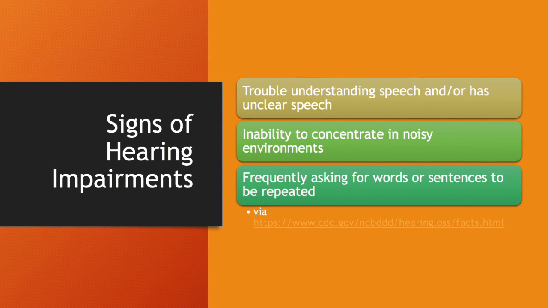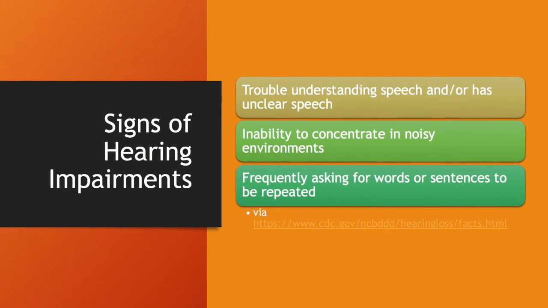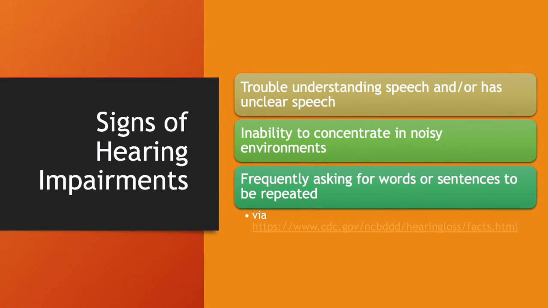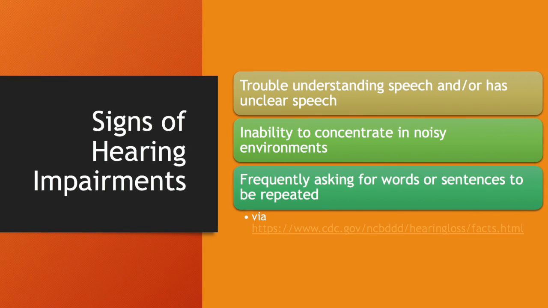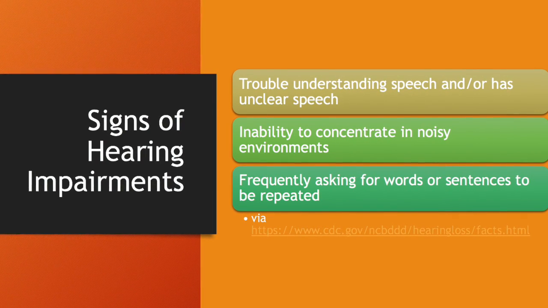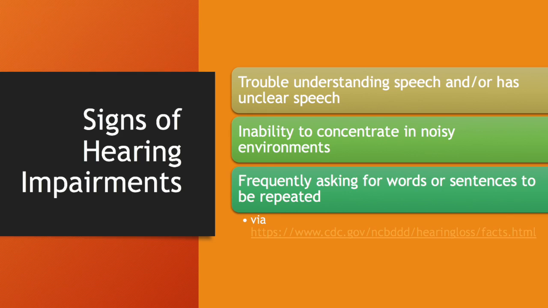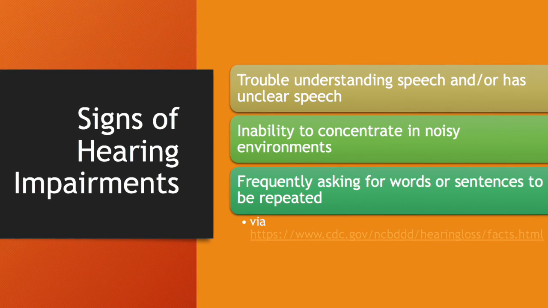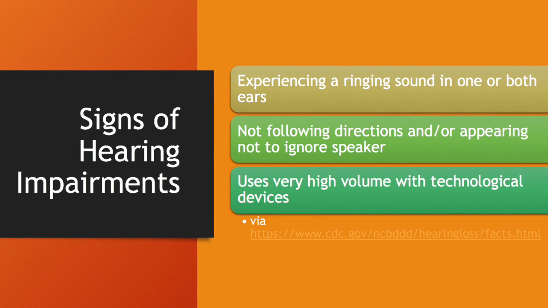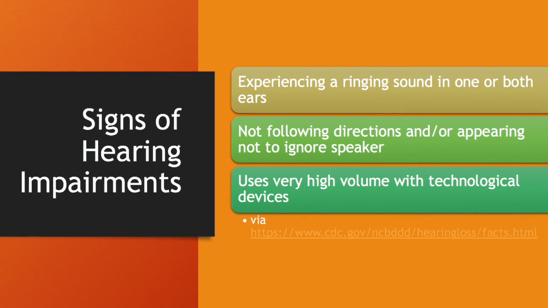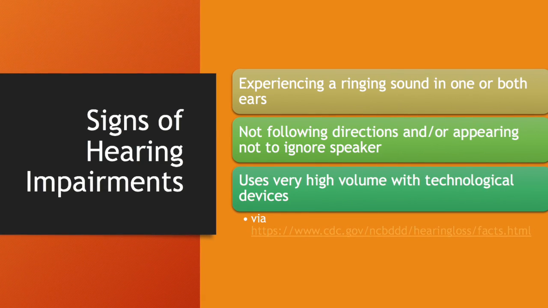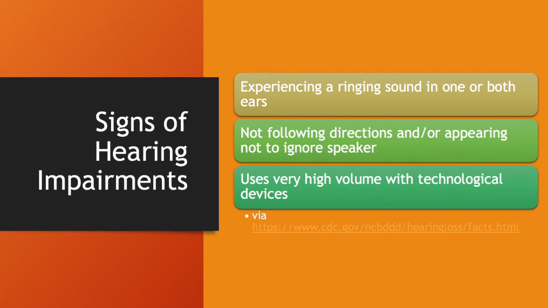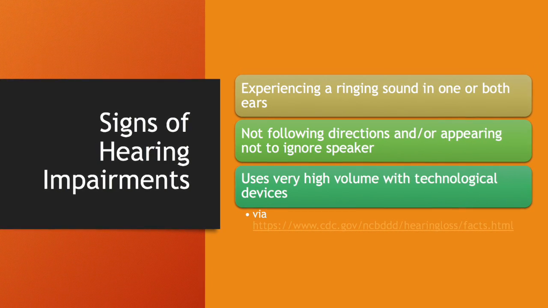Some signs of hearing impairments include trouble understanding speech and/or unclear speech, inability to concentrate in noisy environments, or frequently asking for words or sentences to be repeated. Other signs are experiencing a ringing sound in one or both ears, not following directions and/or appearing to ignore the speaker, and the student may use a very high volume with technological devices.